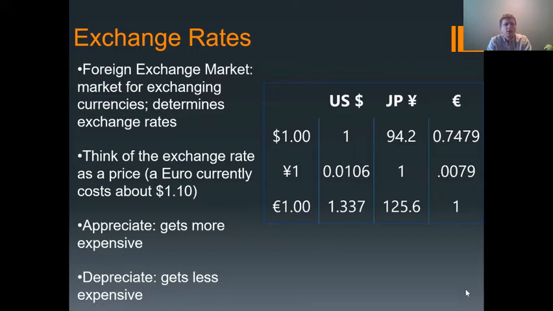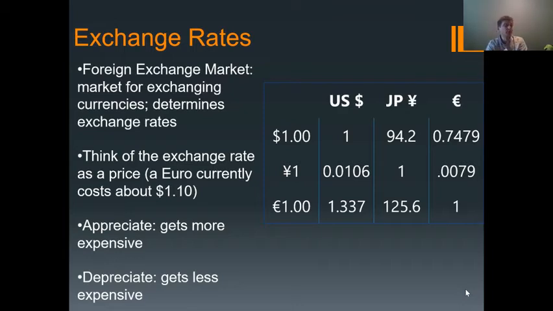So when you're looking at things, if the currency got more expensive, so if it takes more of your home currency to purchase the other, that's called appreciation. So I said currently the euro is costing about $1.10. If the dollar were to appreciate, the value of the euro in relation would go down. So the dollar would appreciate if the euro suddenly costs $1.05. That's the dollar appreciating against the euro.